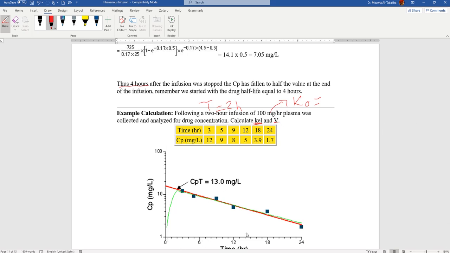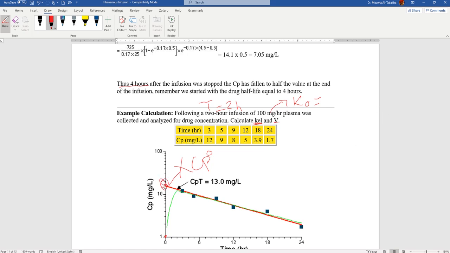If you put it on semilog graph paper, put the data. So at 3 hours you have 12, at 5 you have 9, etc. And then you draw the best fitting straight line, and if you like, you may extrapolate to this point. Pay attention, this is not CP0. We are not talking about CP0 here, because we know that CP0 is here, it's 0. So this has no meaning here.